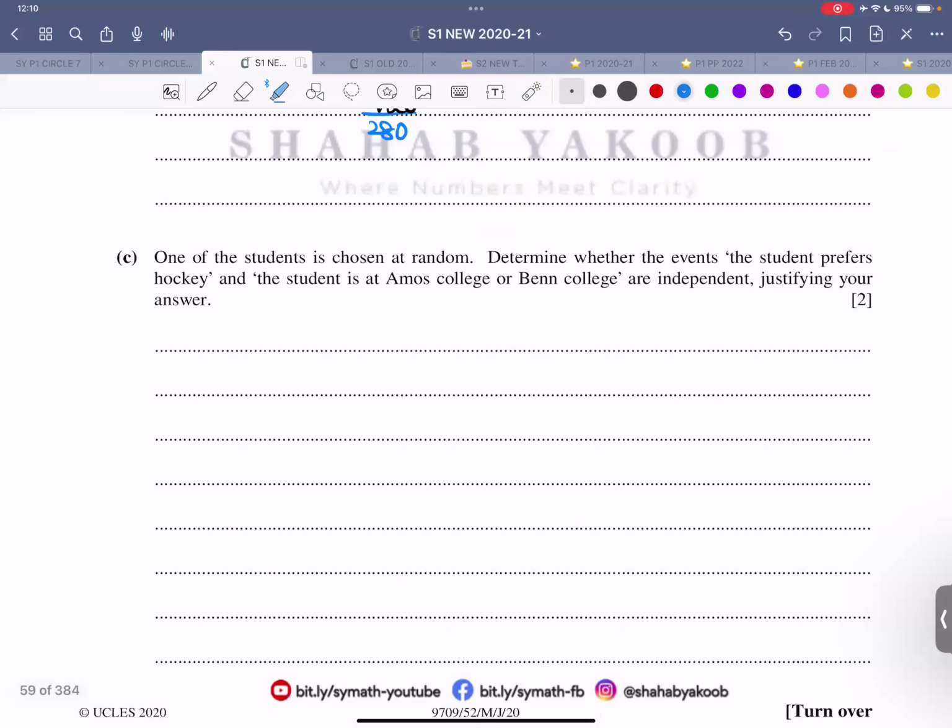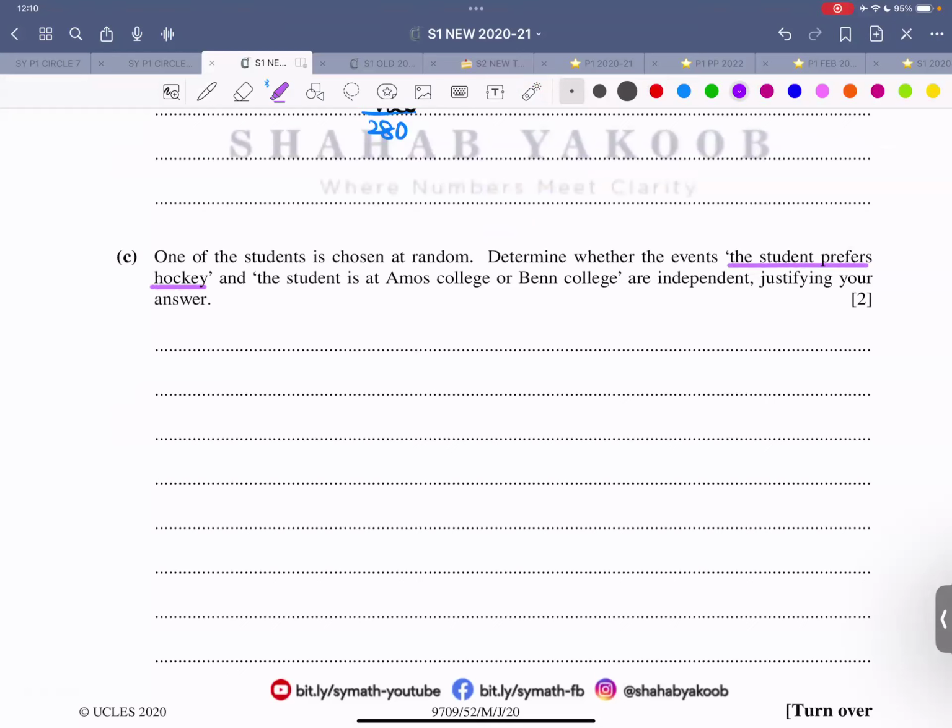Now it says one of the students is chosen at random. Determine whether the events the student prefers hockey. So let me write this over here. The student prefers hockey, that is this thing. And then it says the student is at Amos College or Ben College. So it's a combination of both. A and B college are independent. So we are focusing on independence, justifying your answer.